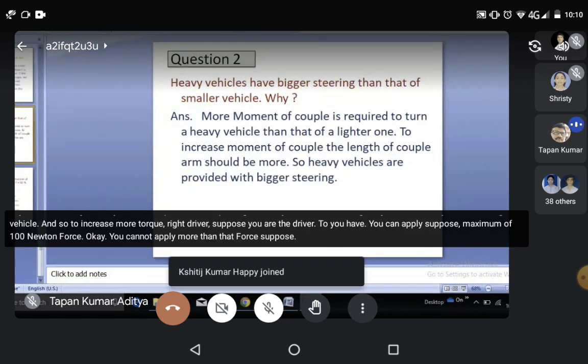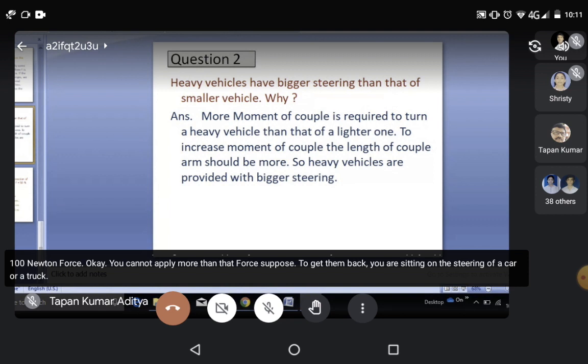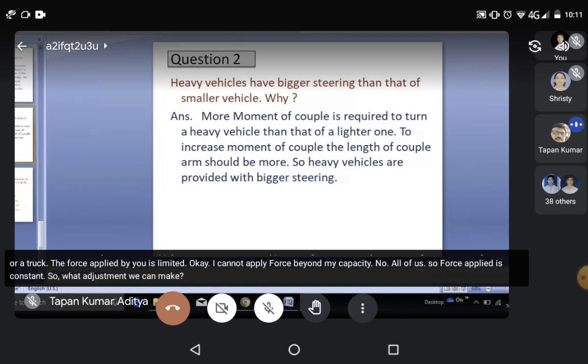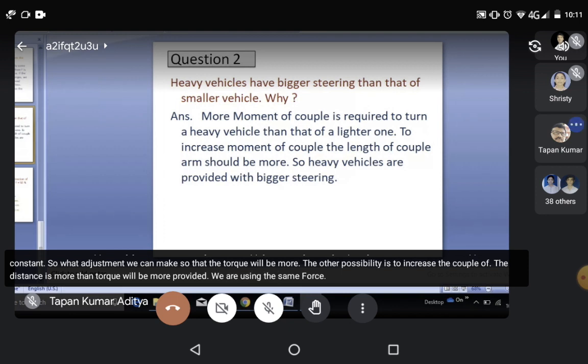Suppose, whether you are sitting on the steering of a car or a truck, the force applied by you is limited. I cannot apply force beyond my capacity. No, all of us. So force applied is constant. So what adjustment can we make so that the torque will be more? The other possibility is to increase the couple arm. The distance is more, the torque will be more, provided we are using the same force. Okay?